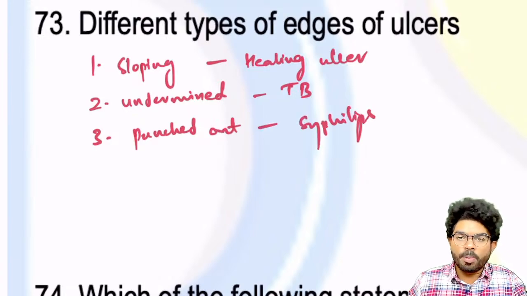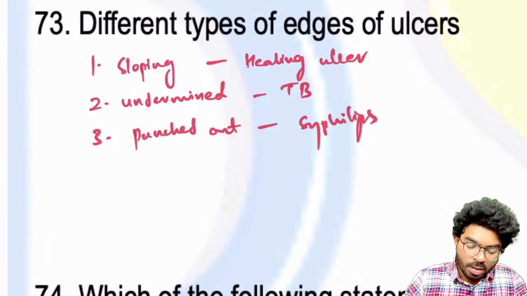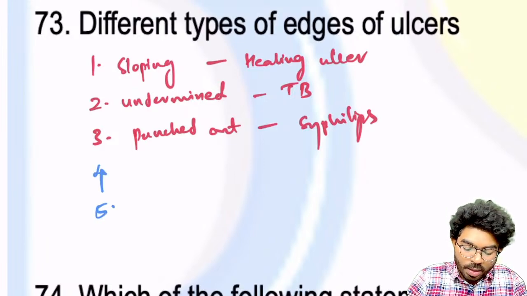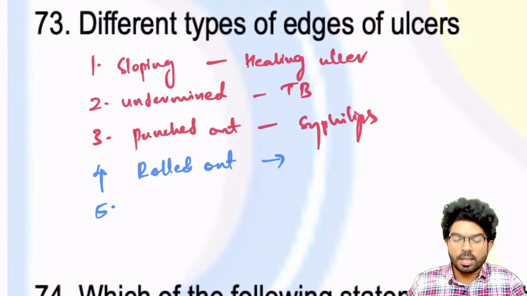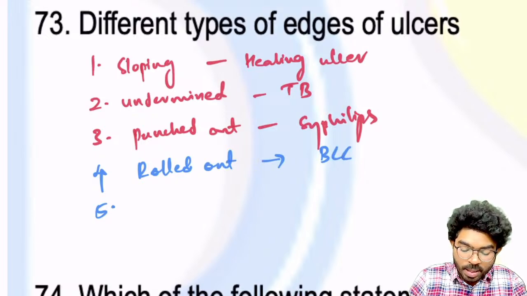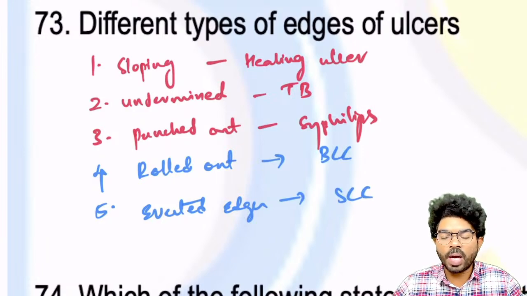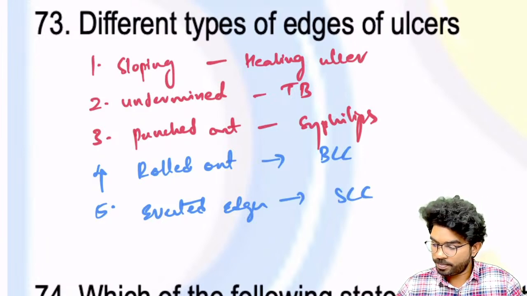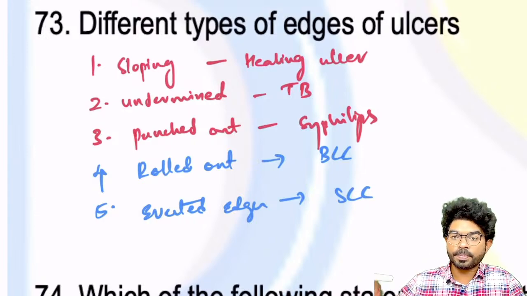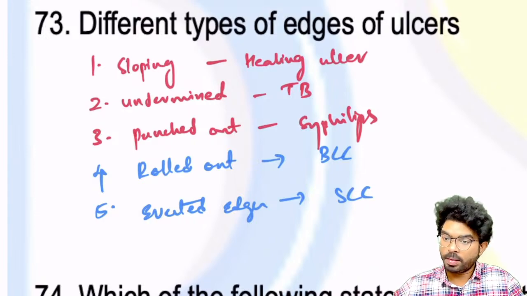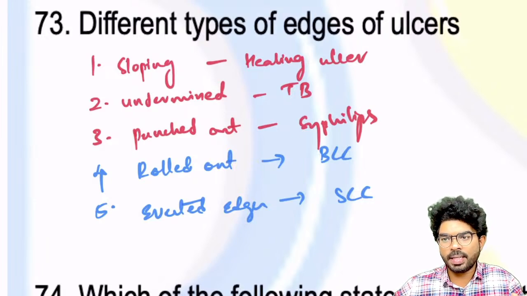Few other conditions we'll be talking about now. Then you have rolled out edges, which are seen in the case of basal cell carcinoma. Everted edges are seen in the case of squamous cell carcinoma. I hope you guys are very, very clear regarding this. Clear? Done? So these are the basic examples and the basic edge types which are seen in the case of ulcers.